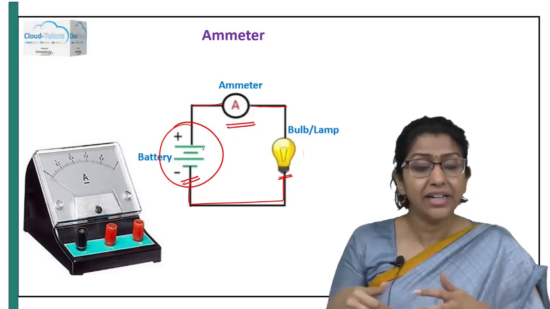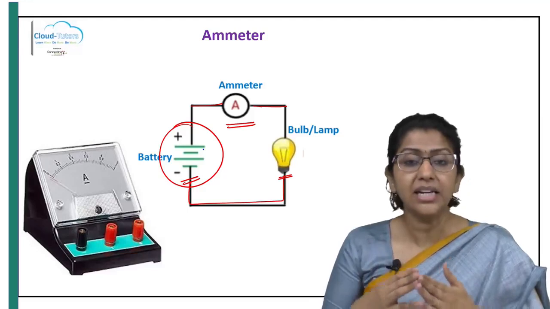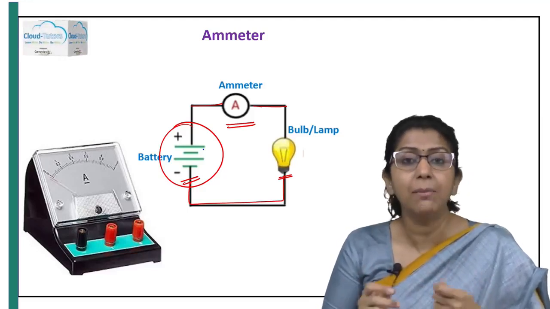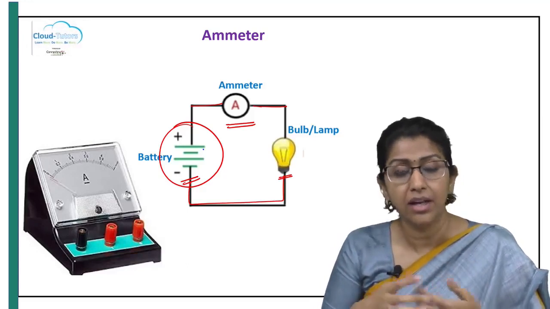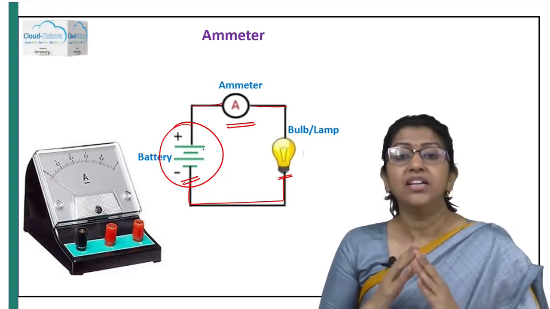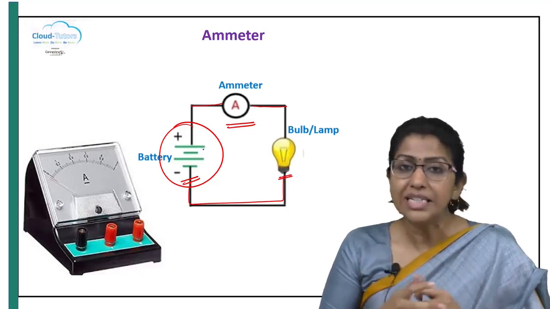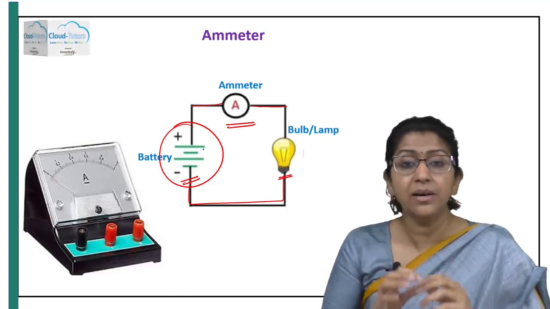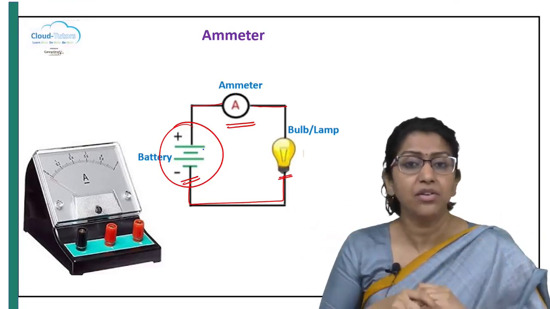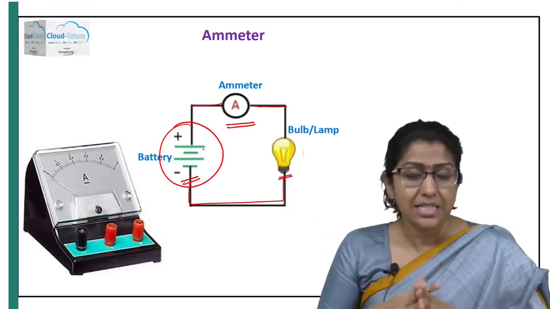Now, what is an ammeter? An ammeter is a component which is connected in an electric circuit to measure the amount of current flowing through it. As you can see here in the circuit, an ammeter is always connected in series in the circuit where we have to measure the amount of current. Now, why is this?